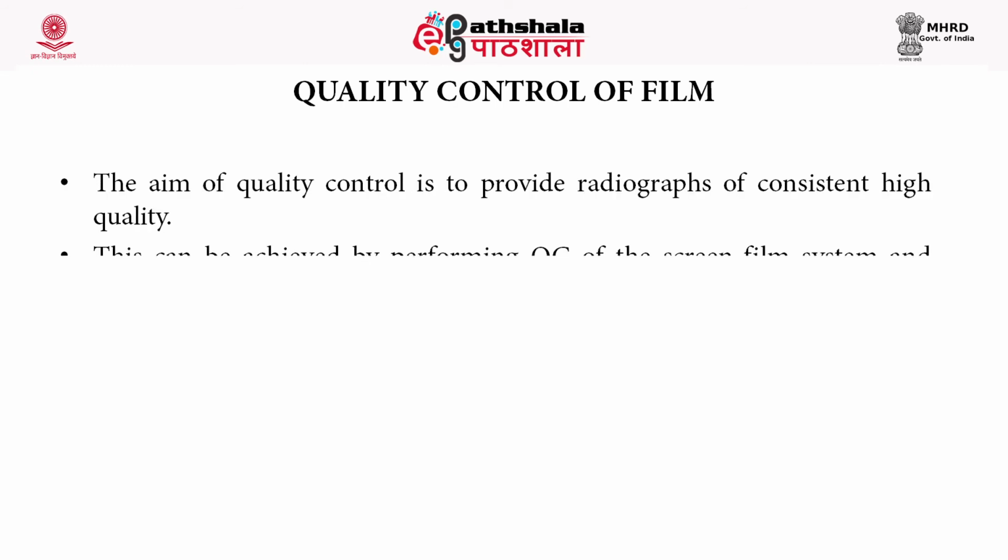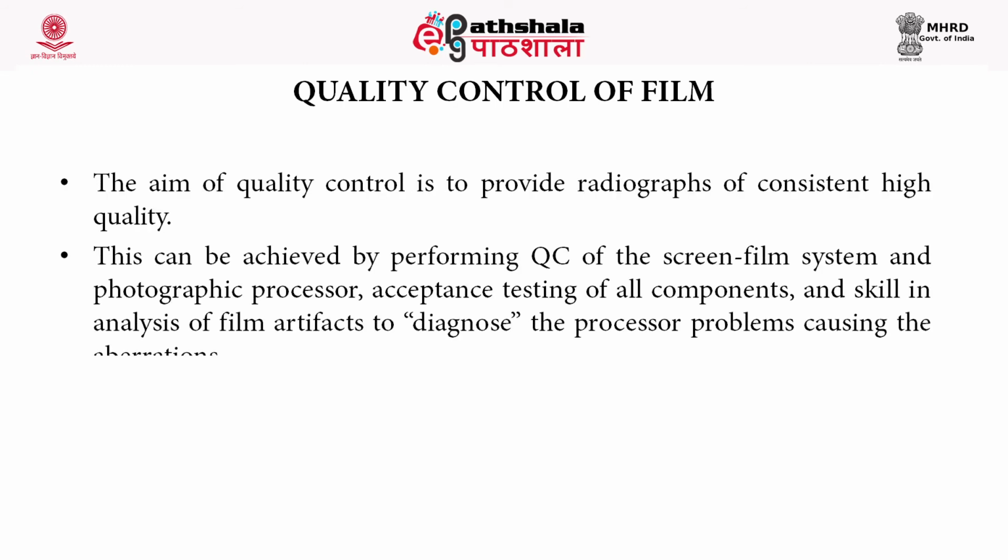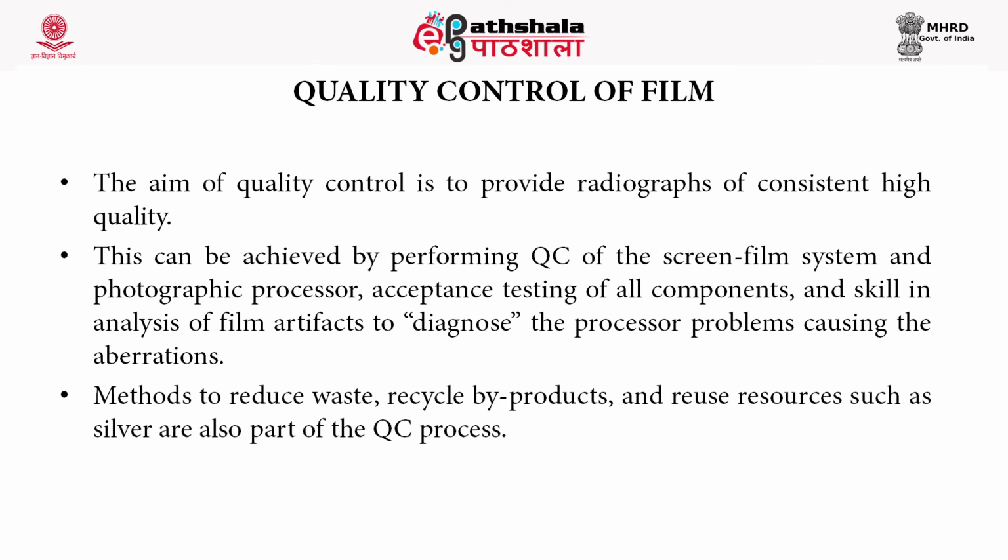Now, how do we perform quality control in radiography, or what is meant by quality control of film? The aim of quality control is to provide radiographs of consistent high quality. This can be achieved by performing quality control of the screen film system and photographic processor and acceptance testing of all components. Methods to reduce waste, recycle byproducts and reuse resources such as silver are also part of the quality control process.